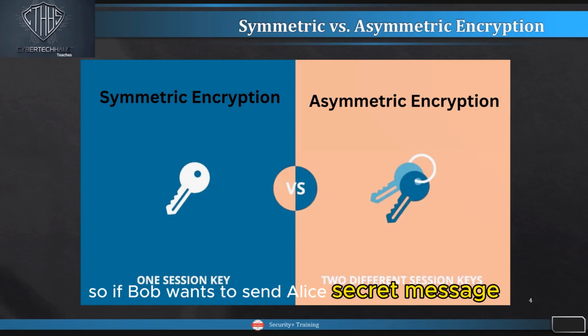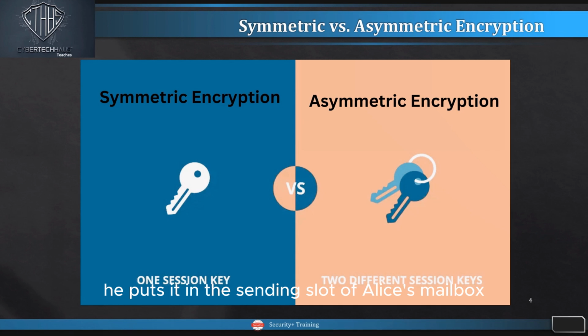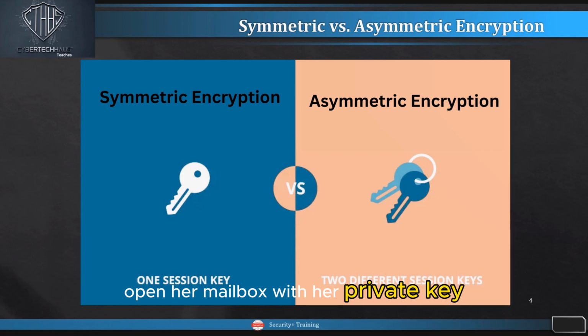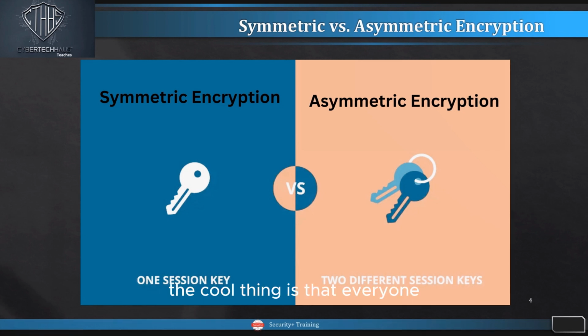So if Bob wants to send Alice a secret message, he puts it in the sending slot of Alice's mailbox, her public key. Only Alice can open her mailbox with her private key and read the message. The cool thing is that everyone only needs one mailbox with two slots. This makes it much easier to manage all those secret messages, even in a large group. In a nutshell, symmetric encryption is like a shared secret code, while asymmetric encryption is like mailboxes with separate slots for sending and receiving. Both are important for keeping our information secure in different ways.